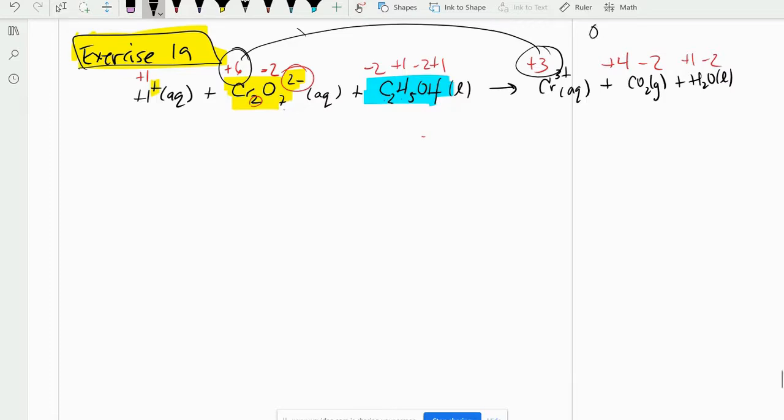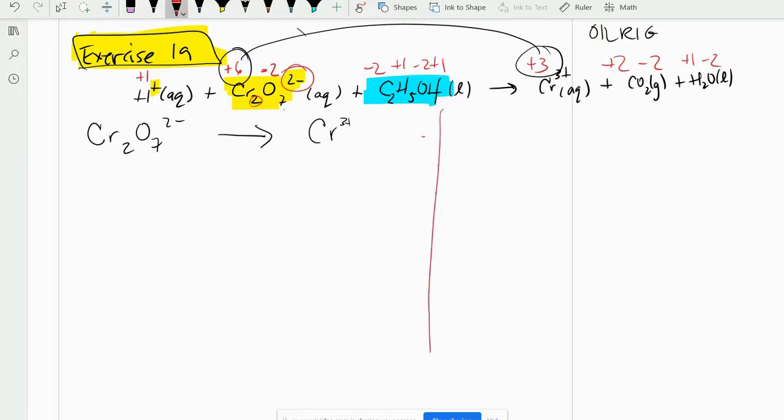Again, you might want to write the mnemonic device OIL RIG to keep it fresh in your head. Well, it certainly looks like this one gained a negative charge. So it looks like this was reduced. So one of my half reactions is Cr2O72- yields Cr3+. Okay, that's one of the half reactions.